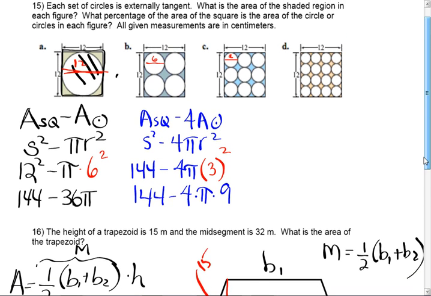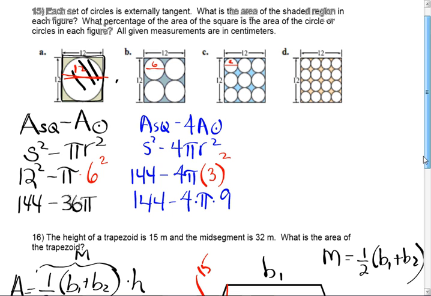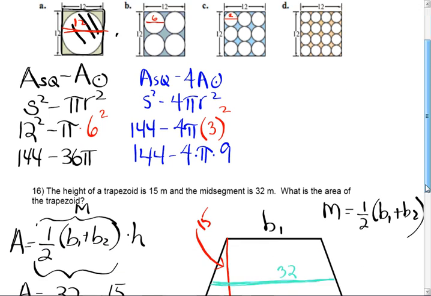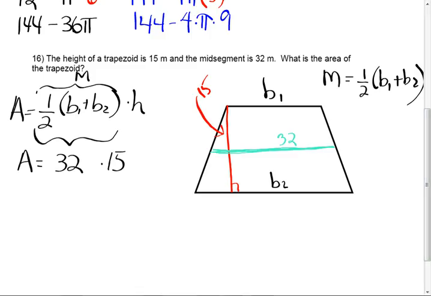144 minus 36 pi. This is going to be 9 circles, but the radius is going to be 2. Well, I thought you said 15. 32 times 15, whatever it is. Okay, so let's go back and do that other problem. You ready?